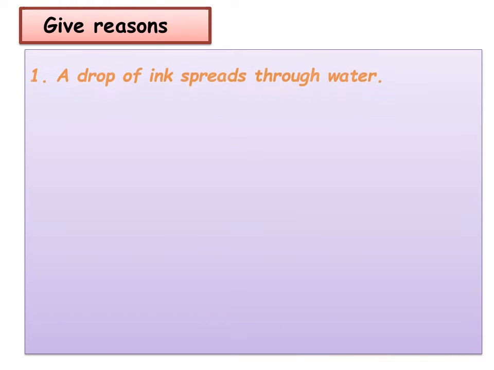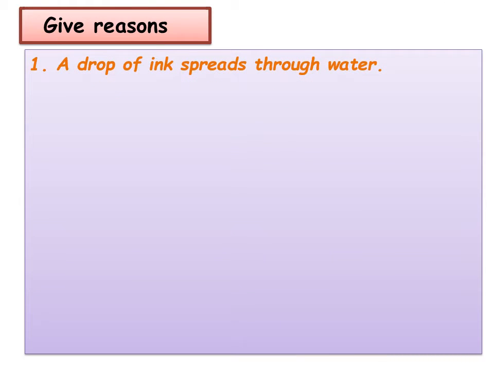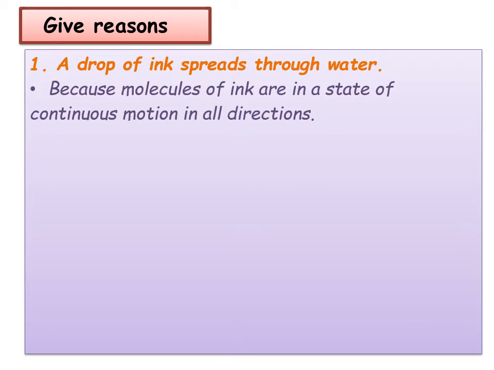Give reason. Number 1, a drop of ink spreads through water. A drop of ink, you remember, like potassium permanganate. So what is the answer? Because molecules of ink are in a state of continuous motion in all directions.